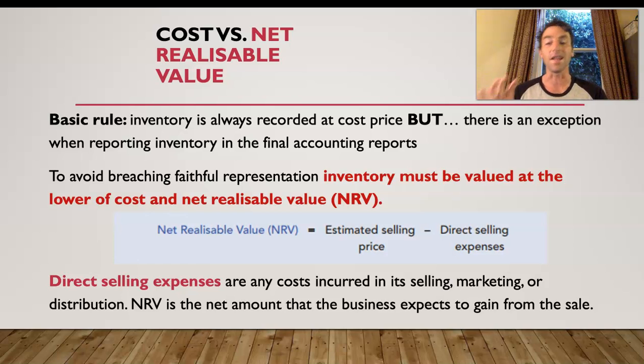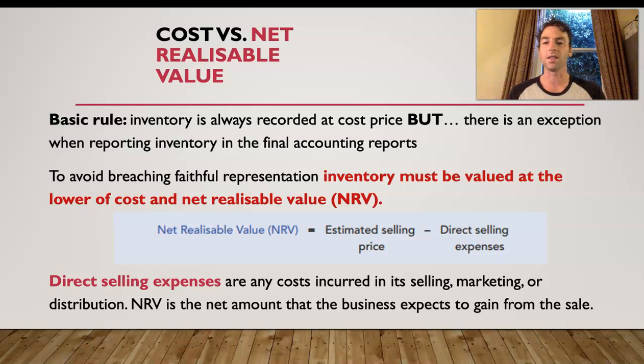So what is net realizable value? It is the net amount that the business expects to gain from a sale. What are they actually going to make from the sale? So when I say net realizable value, what we're talking about is how much am I going to sell my inventory for, minus how much it is actually going to cost me to do marketing and deliver it, so distribution is delivery, all those sorts of things.